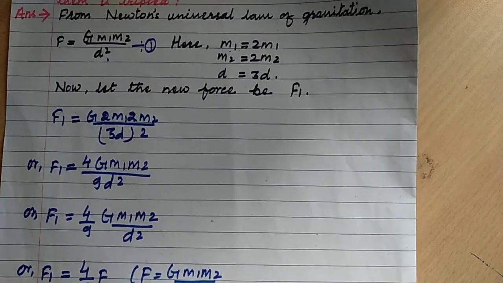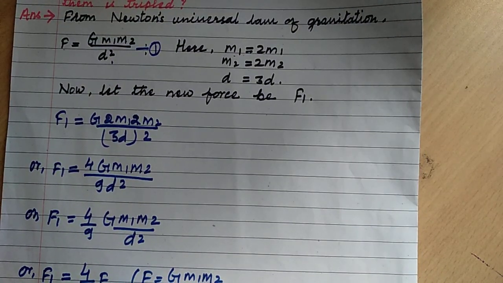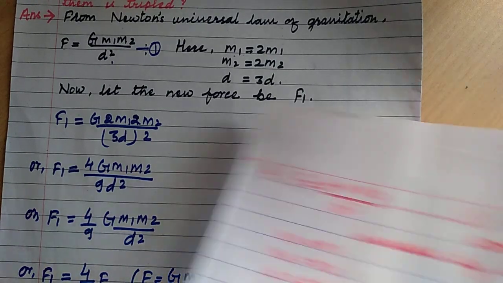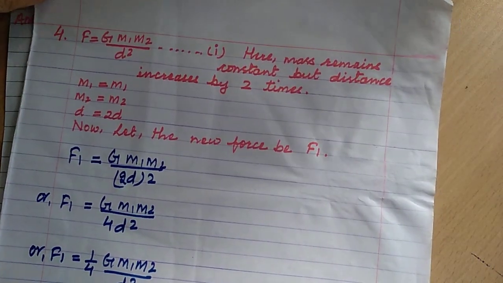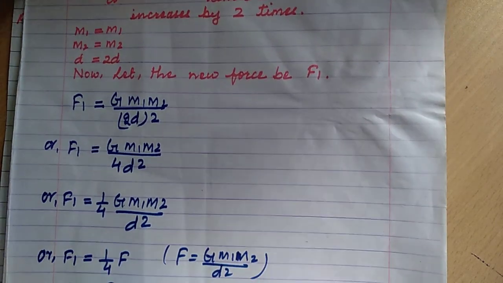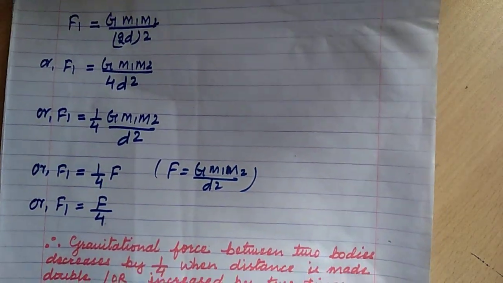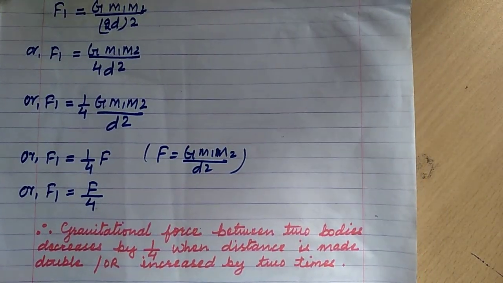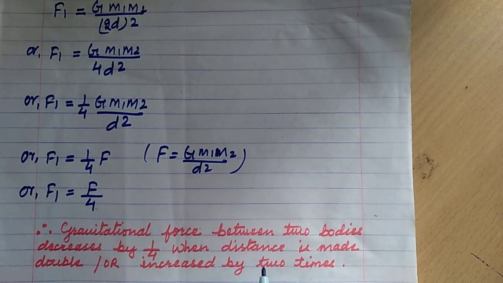So here what we have found is that when distance is increased, the gravitational force becomes less. Gravitational force between two bodies decreases by 1/4 when distance is made double. When distance increases, gravitational force decreases.